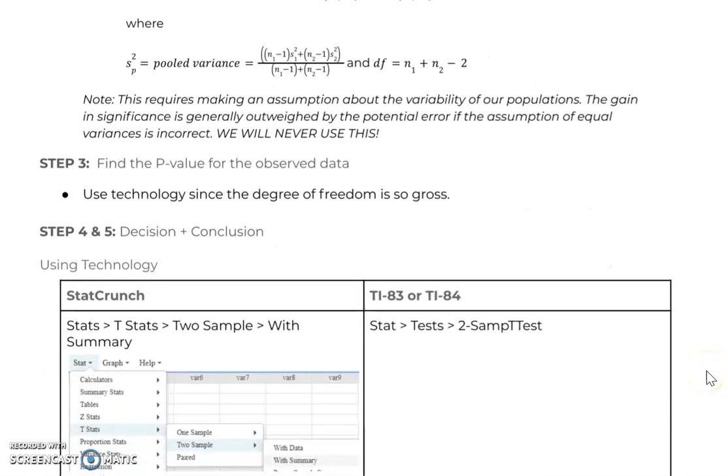So how do we find the p-value? As before, we're going to look at our test statistic t, and we're going to find the tail area. So if we have a right tail test and we have a positive test statistic, we're going to find the area to the right. If we have a left tail test, we're going to find the area to the left. And if it's a two tail test, we're simply going to double that area.